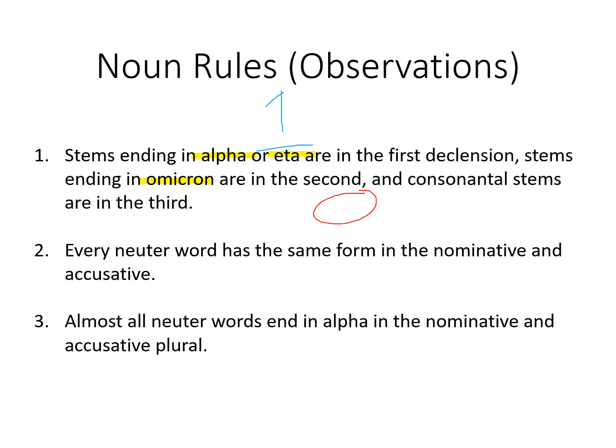Those that end in stems ending in alpha or eta, those are first declension. Stems ending in omicron, those are the second declension. And those that have consonantal stems are the third declension. Every neuter word has the same form in the nominative and the accusative, so that's true for the neuter. And then finally, with the neuter here, almost all neuter words end in alpha in the nominative and accusative plural, so that's just true with the plural for the neuter words, not third declension, but neuter words.